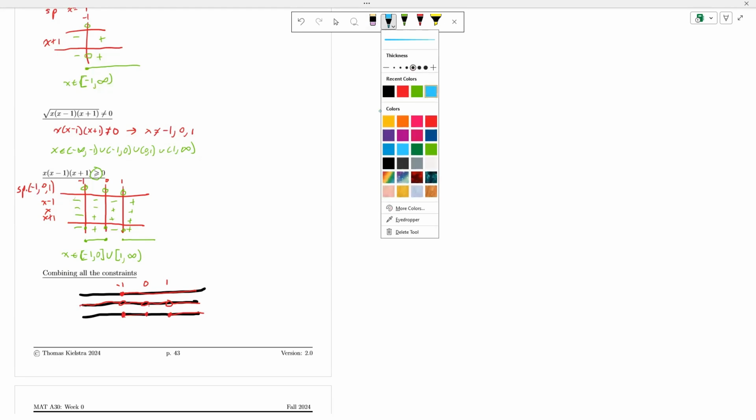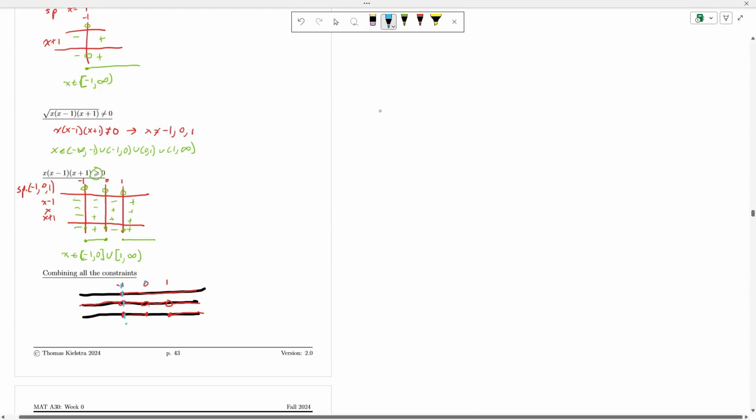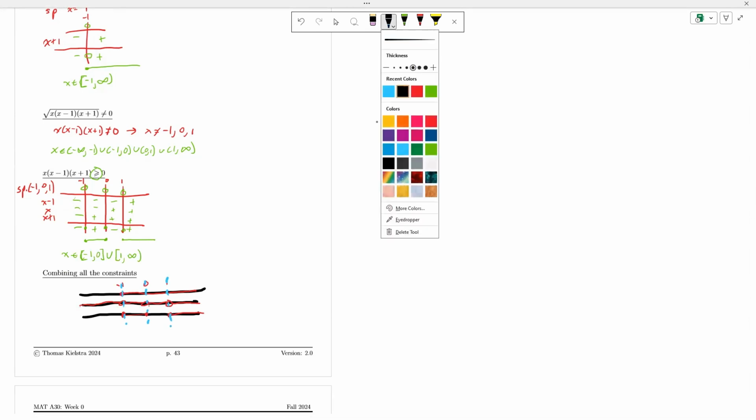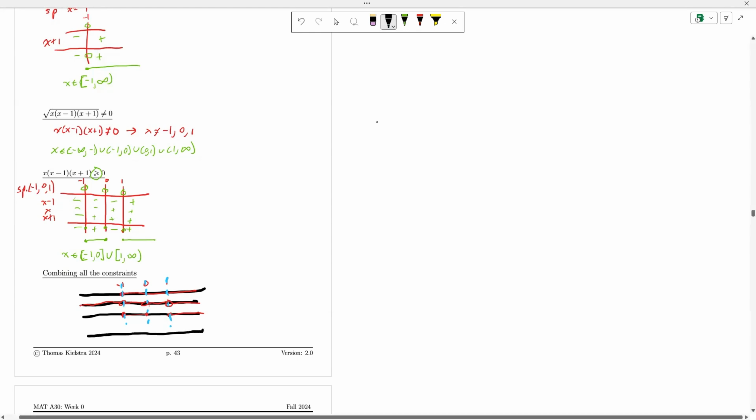To determine what is in the intersection of all 3, I mark down my key points, or the points at which any of the lines change. And I want to be in all 3. So I'm not in all 3 below minus 1. At minus 1, I'm not in all 3. Once I'm above minus 1, I am in all 3. I'm in all 3 until I get to 0, and I'm not in all 3 at 0. So I don't include that. Then, after 0, I'm not in all 3. And when I get to 1, I'm in all 3. At 1 and after 1, I am in all 3.